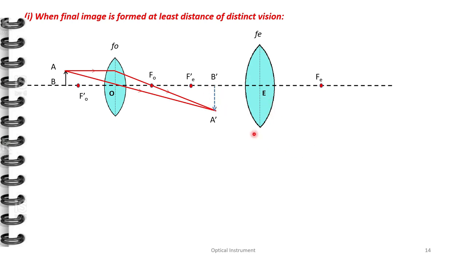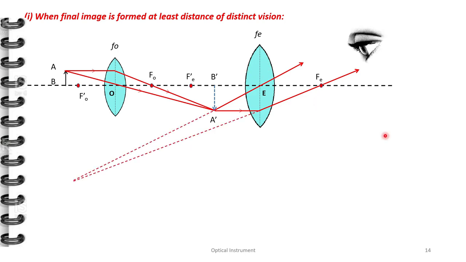Now for the eyepiece, A' B' is an object, and in order to obtain the final image of A' B', we take one ray which is passing through the optical center, and the other ray which is parallel to the principal axis, which after refraction passes through the second focus. Now when both these refracted rays are extended back, they meet at point A''. A'' B'' is the final image which is obtained.